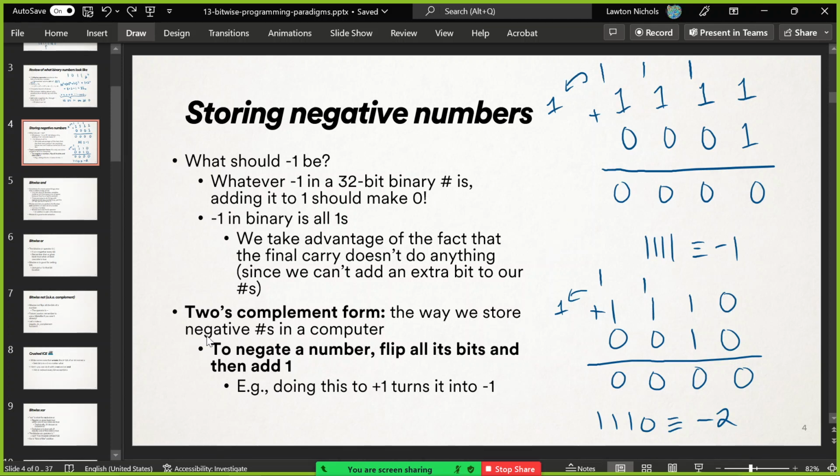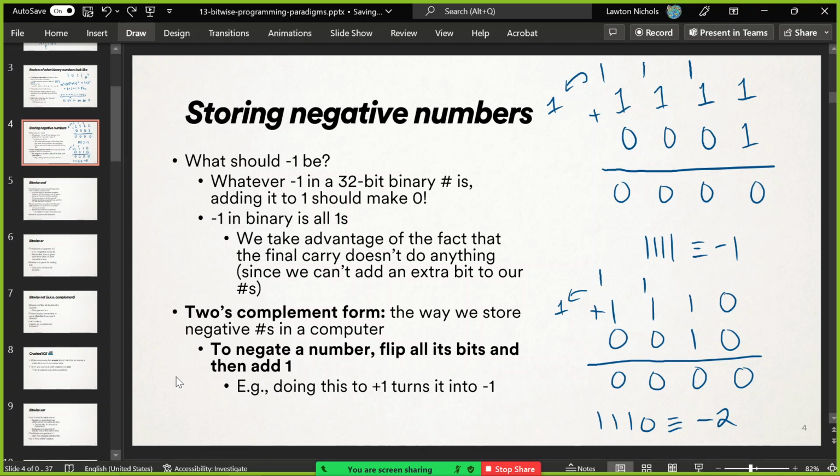All right, to negate a number, all you have to do, and you don't have to do this fancy derivation ever again, is flip all the bits of that number. So 1s become 0s, 0s become 1s, and then you add 1 to it. Okay?